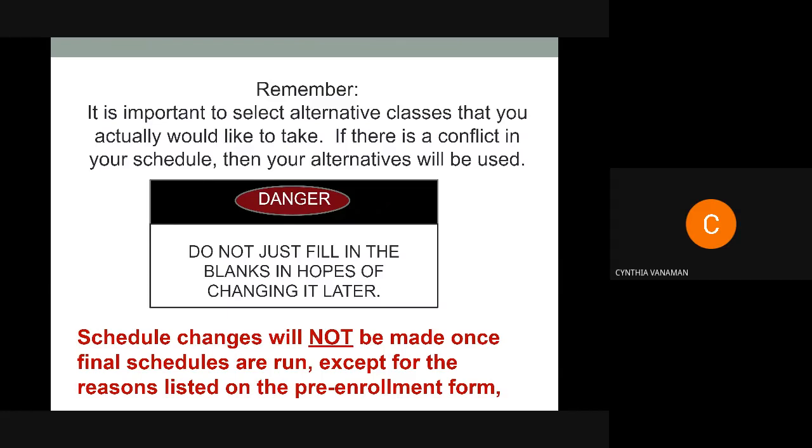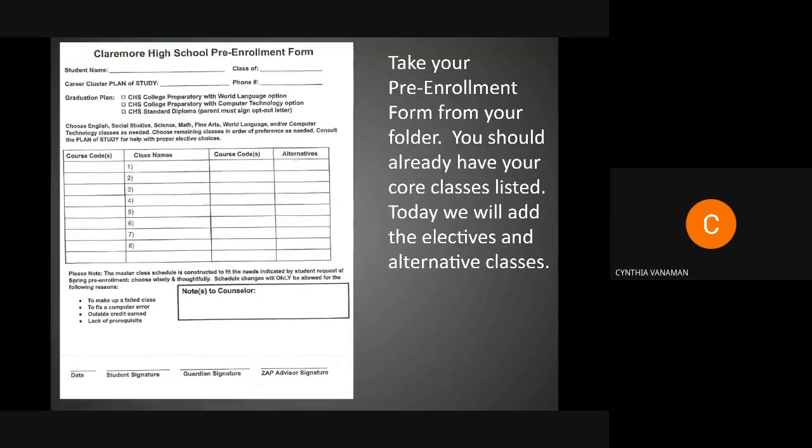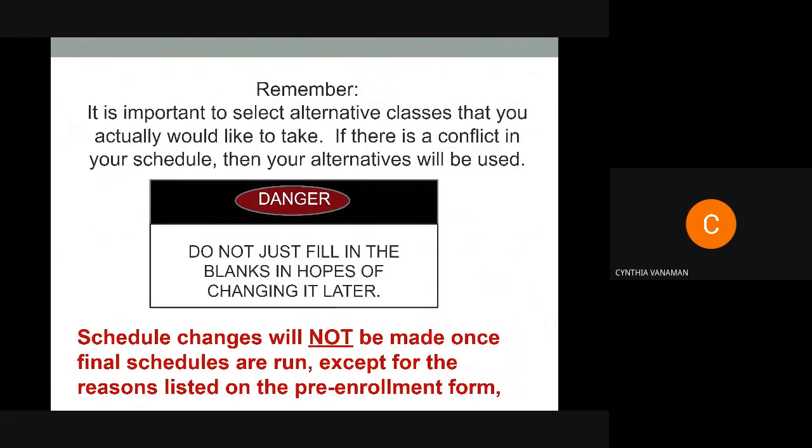We're also going to have you write down an alternative class. You can see on this form, there's the class name, and then off to the right, it says alternative. So for your electives, we want you to select another class that you would want to take in place of that class should there be a conflict or some reason that the first class that you selected does not fit into your schedule. What class do you want to take in place of it if that occurs?